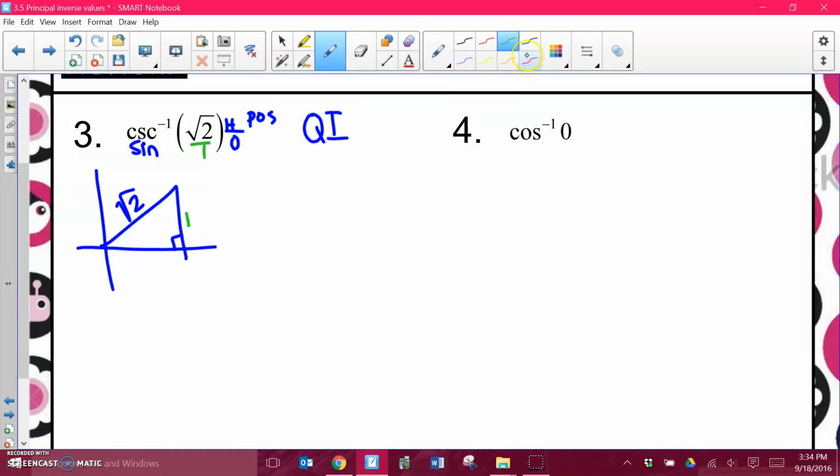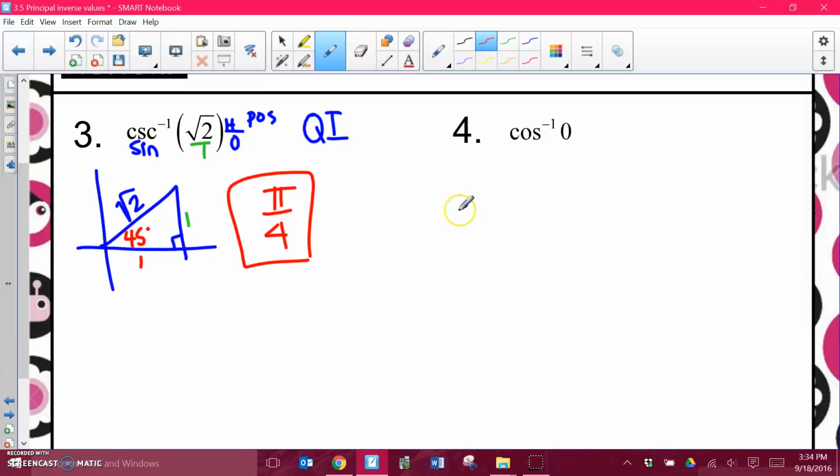Then I can fill in the last part of my triangle. This would be 1 also, because this is root 2, 1, 1, if I did my Pythagorean theorem. And I know then my reference angle would be a 45. And so if I write that in radians, just pi over 4. So really, the principal inverse values are nice because they're just 1 step instead of 2 steps.